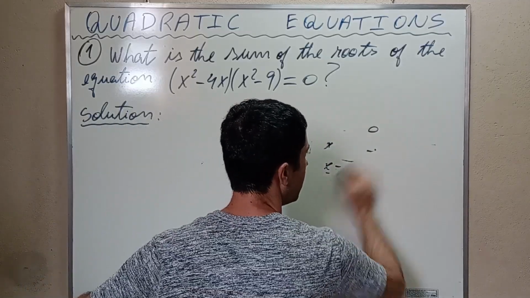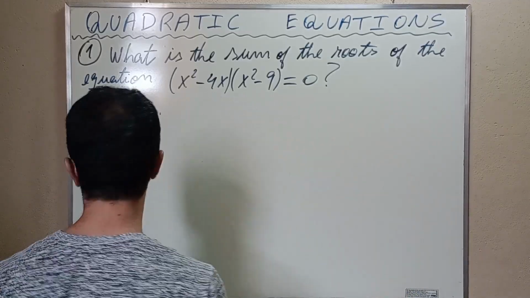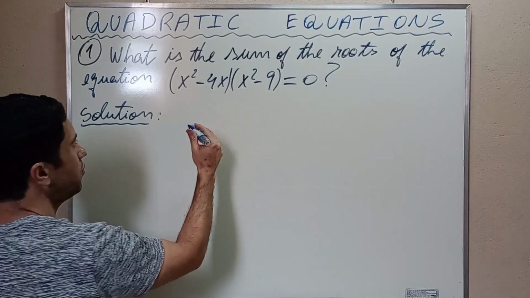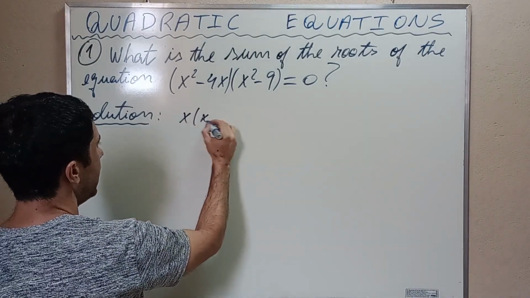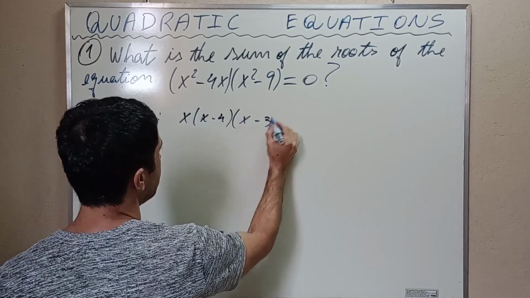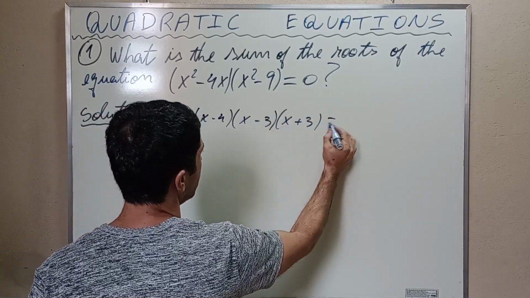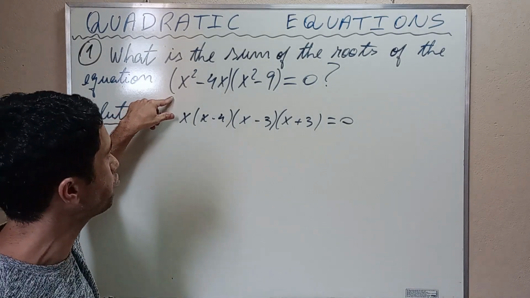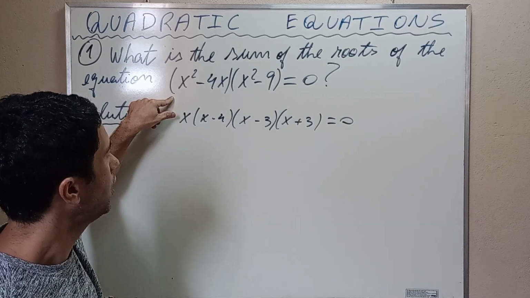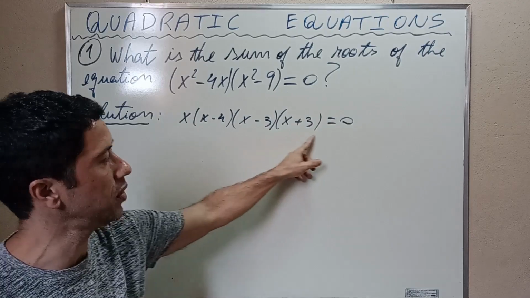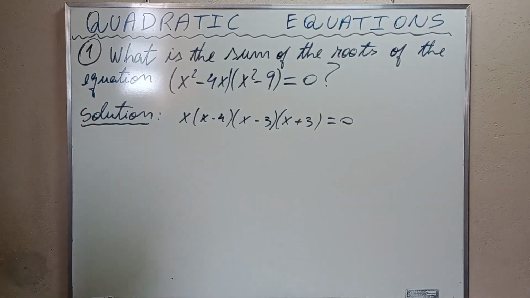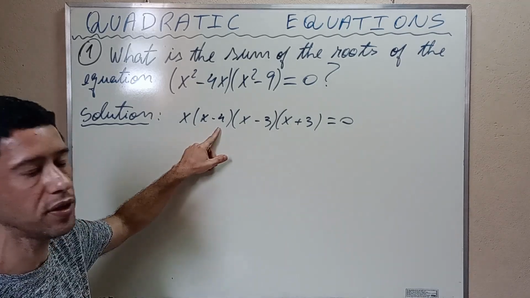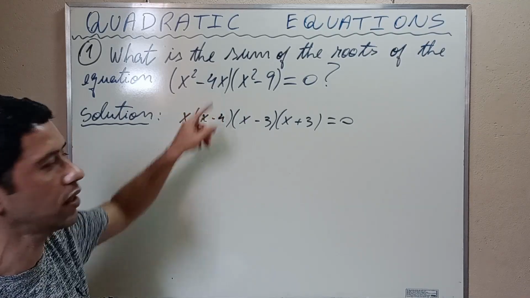Thus, the original equation can be rewritten as, let me erase here, and you see how to write an equation in terms of its roots. We can write this like this: x times x minus 4, x minus 3, x plus 3 equal to 0. If we had carried out this product here, we would find the same as performing this multiplication here, okay? The difference is that this polynomial here is written in terms of its roots, and here not.